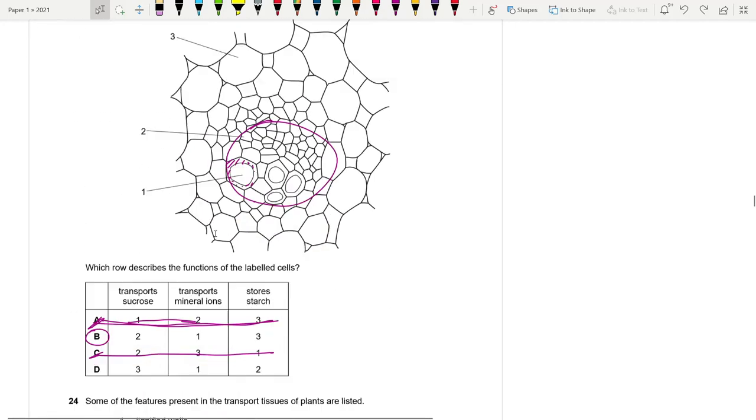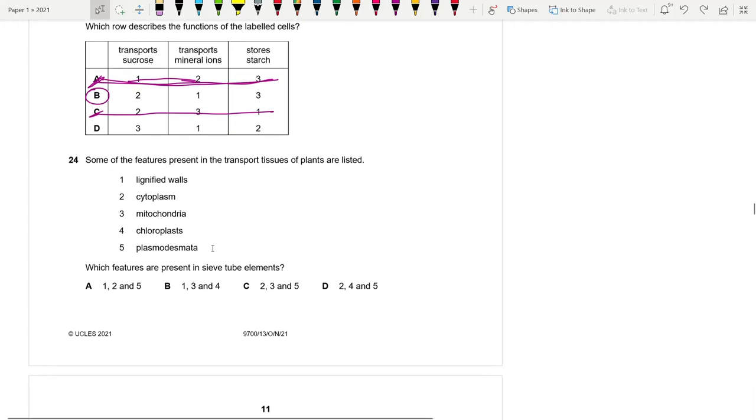So not leaves, just parenchyma. Some of the features present in the transport tissues of plants are listed. Which features are present in sieve tube elements? Okay, we do not have lignified walls in sieve tube elements. That's gone. A and B are excluded. It's between C and D.